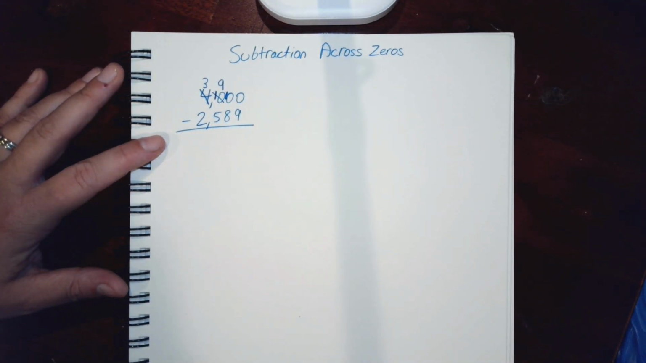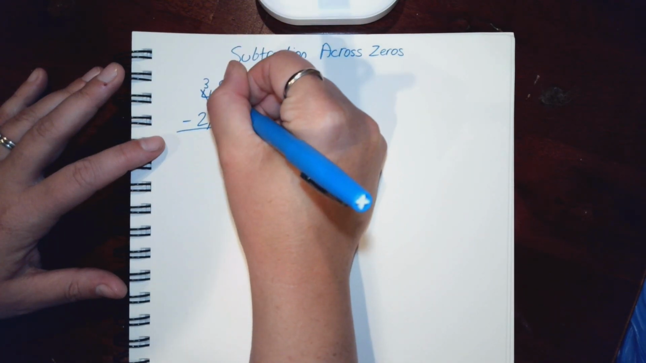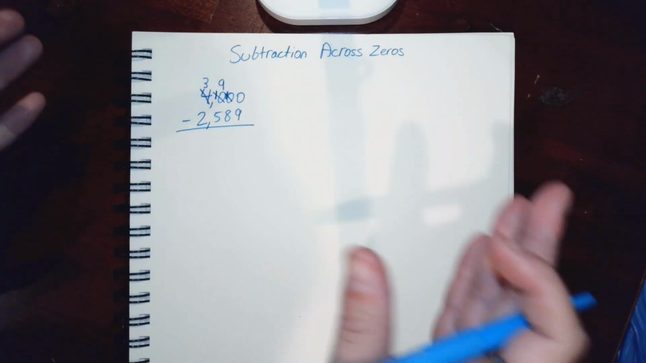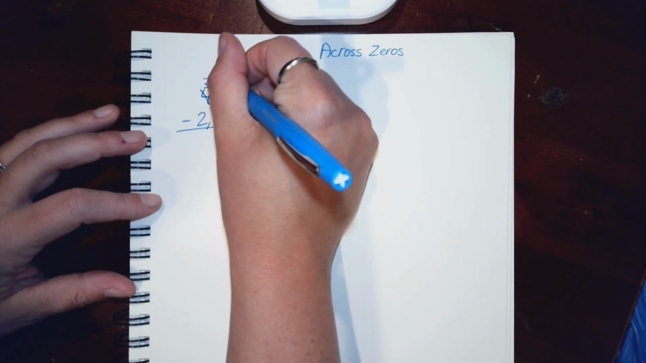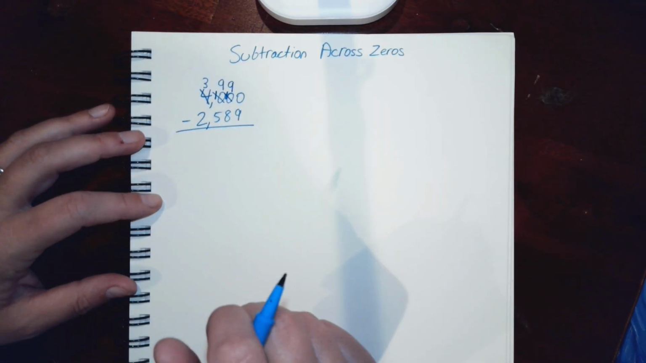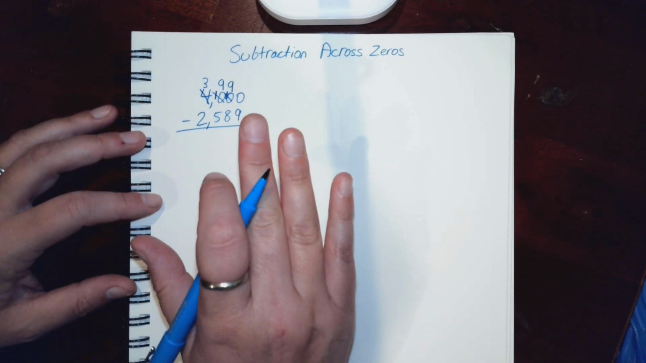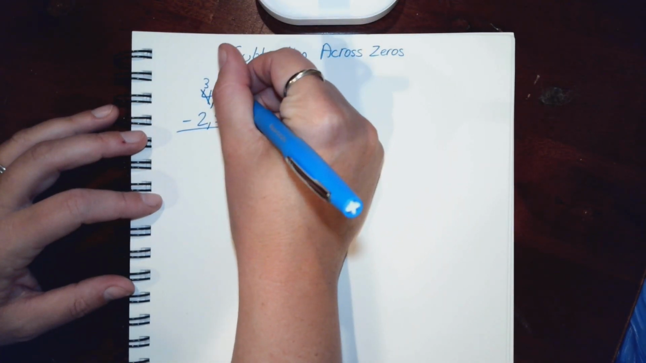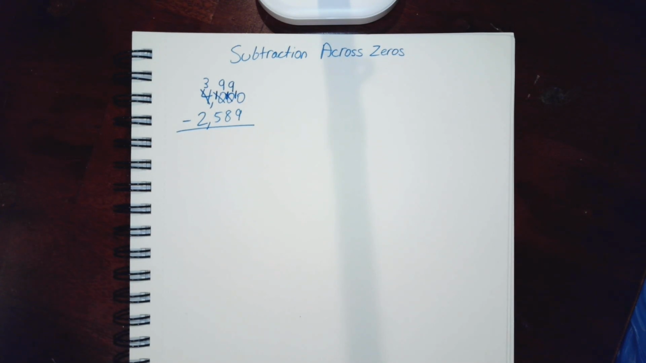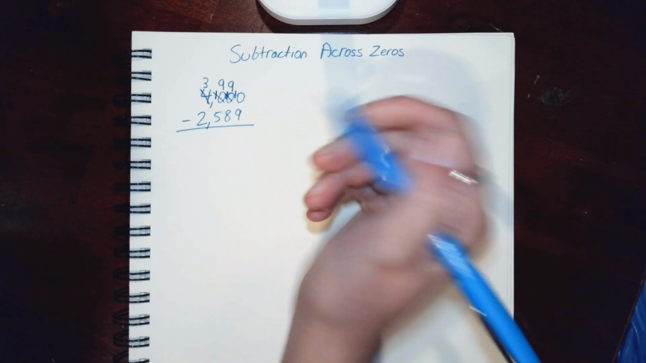Can I stop there? Well, no, because I still needed help in my ones place. So I'm going to take a 10. Remember, I'm going to take my 10 and leave 9 tens. Now remember, when I take a 10, it breaks up into 10 ones. I have 0 ones right now, so I'm going to have 10 ones. Now can I subtract? Yes, I can. 10 minus 9 is 1.